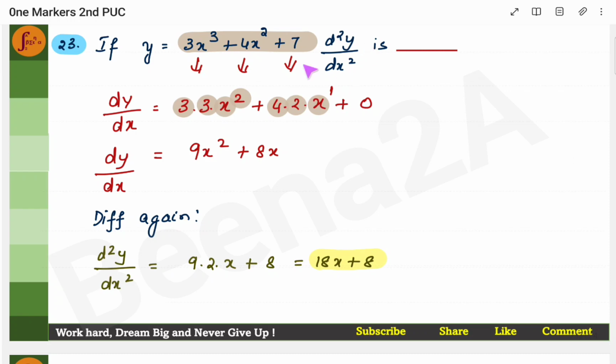You will have to find d square y by dx square. You have to find the second order derivative. That is, you have to differentiate 2 times. So we differentiated once here. We'll differentiate again, right? I take this expression and differentiate again. So what is the derivative of 9x square? I copy 9, take the power 2, copy x and to the power 2 minus 1. Reduce the power. 2 minus 1 is 1. And the derivative of 8x is 8. Right? Because the derivative of x is 1 and copy 8 as is. So 18x plus 8 is the answer.